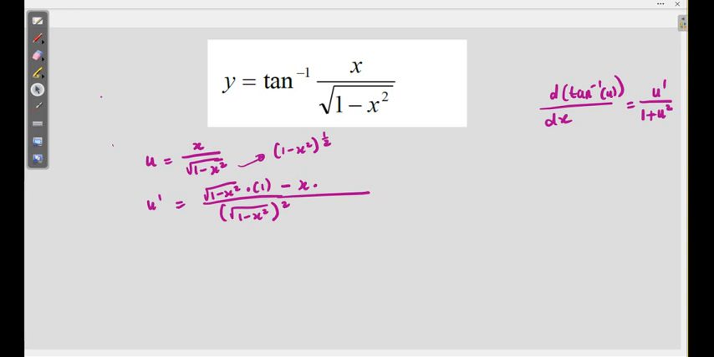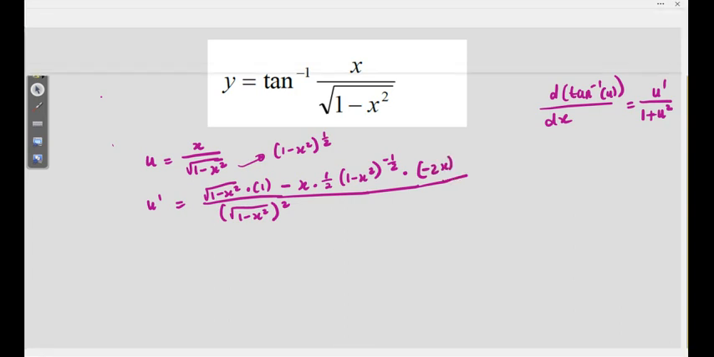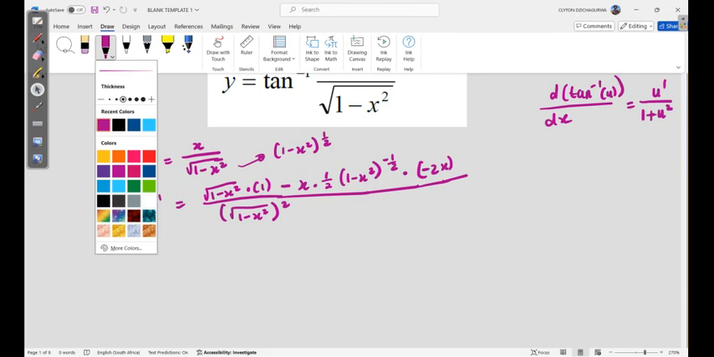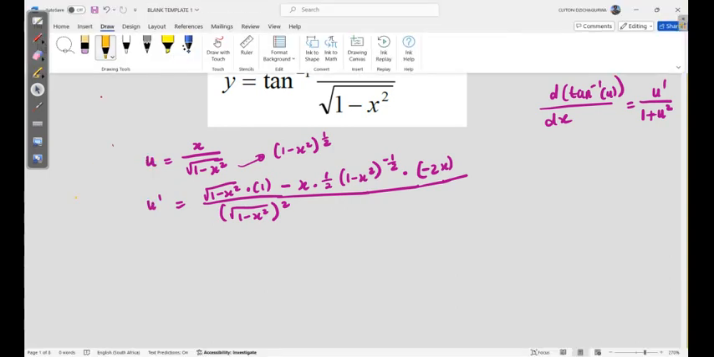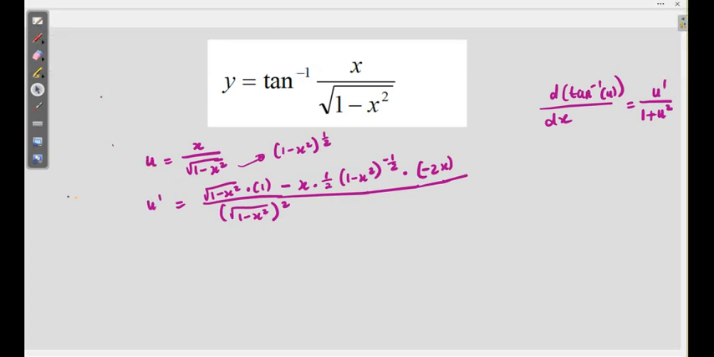The derivative would be half into 1 minus x squared, and then remember we subtract 1 there so that we get negative half. And then we multiply by the derivative of what is inside, which is negative 2x. Perfect. Immediately from there we can see some nice stuff happening. The 2 will cancel the 2 here.